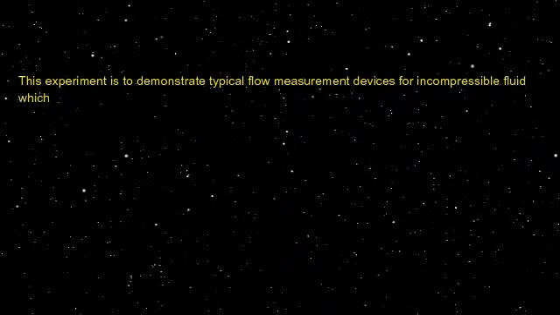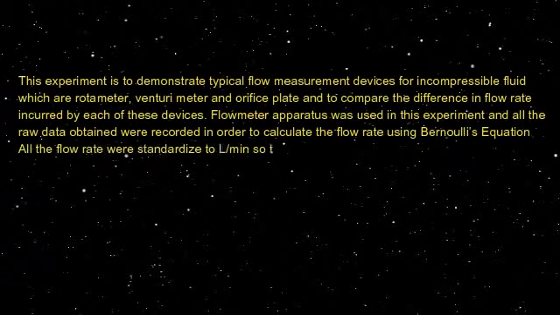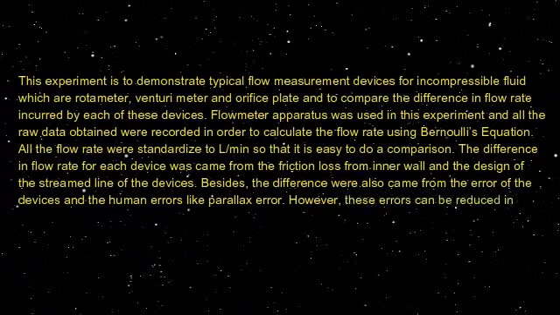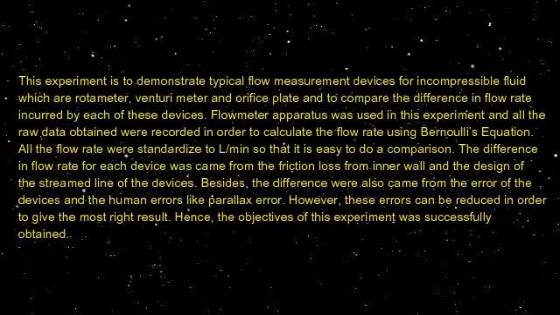For summary, this experiment is to demonstrate the typical flow measurement devices for incompressible fluid, which are the rotameter, venturimeter, and orifice plate, and to compare the difference in flow rate incurred by each of these devices. A flow meter apparatus was used in this experiment, and all raw data obtained were recorded in order to calculate the flow rate using the Bernoulli equation. All the flow rates were standardized to liters per minute so that it is easy to do a comparison.